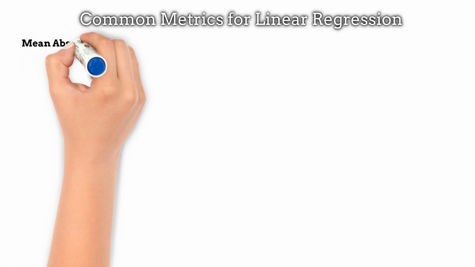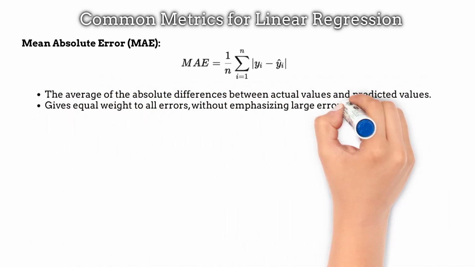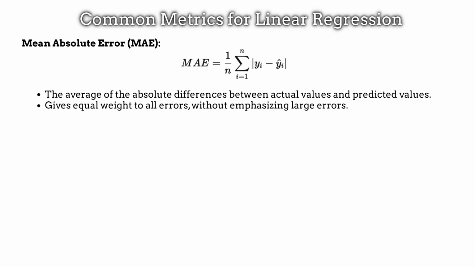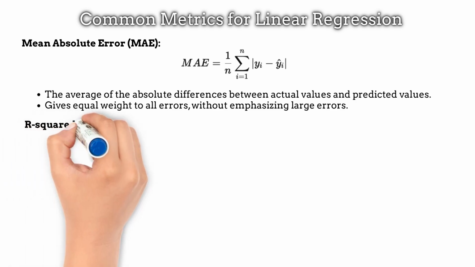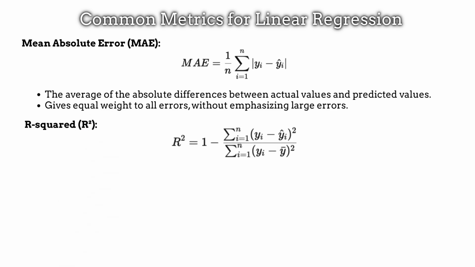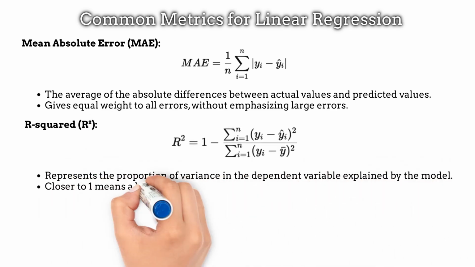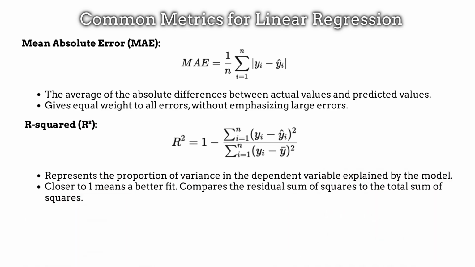Another important metric is mean absolute error, or MAE. Unlike MSE, MAE calculates the average of the absolute differences between actual and predicted values, treating all errors equally. This metric gives us a straightforward view of prediction accuracy without emphasizing larger errors. R squared is a key metric that tells us how well our model explains the variability of the dependent variable. A value close to 1 indicates that the model fits the data well, while a lower value suggests poor fit. R squared compares how well our model performs against a baseline model that uses no predictors.